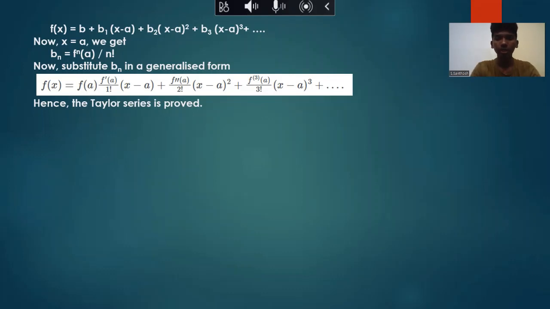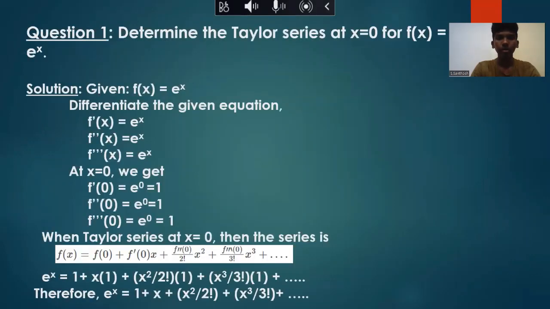So now let's see a question relating to Taylor series. So this is the question. Determine the Taylor series at x equals 0 for f of x equals e to the power x. So now f of x is e to the power x and x is equal to 0.